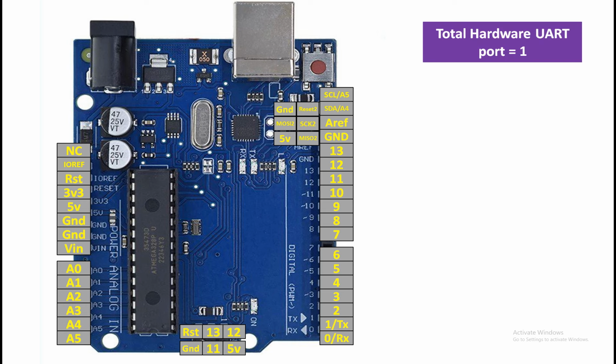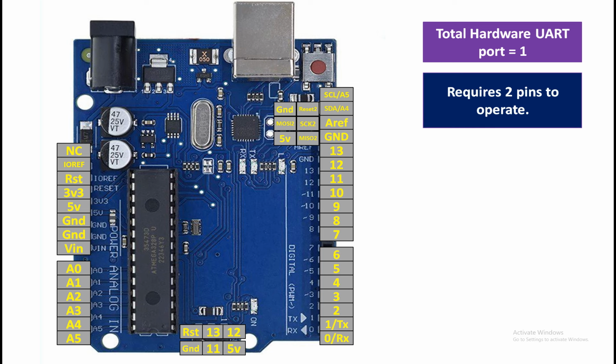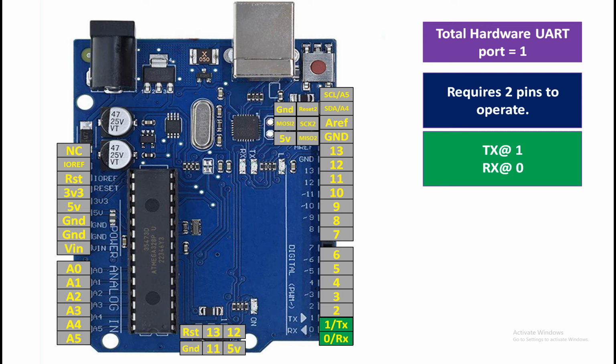Now guys, the next thing is the hardware UART. UART stands for Universal Asynchronous Receiver and Transmitter. It is one of the most used port in the world nowadays, and it is very fast and very powerful and very easy to use as well. So you have only one UART port in Arduino UNO, and UART requires 2 pins to operate. These are the TX and RX. They are located here. Pin number 0 is the RX and pin number 1 is the TX, like this.